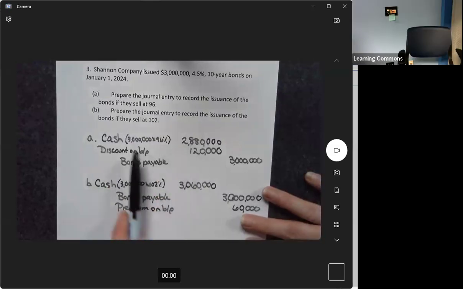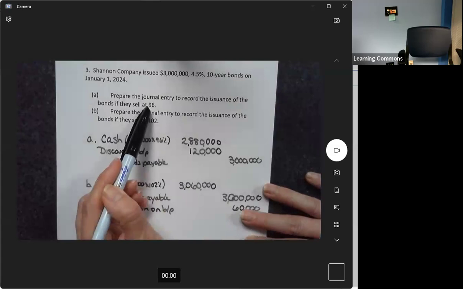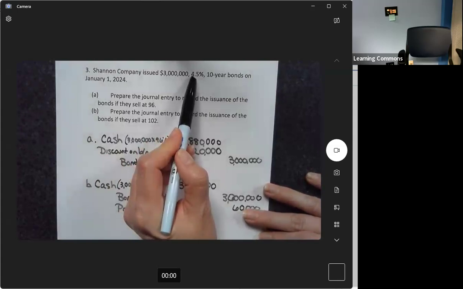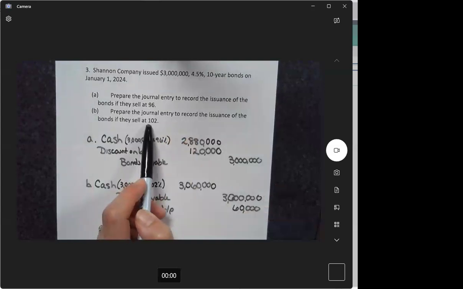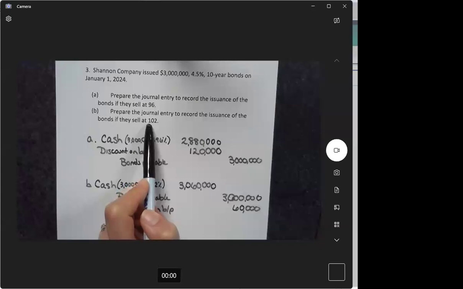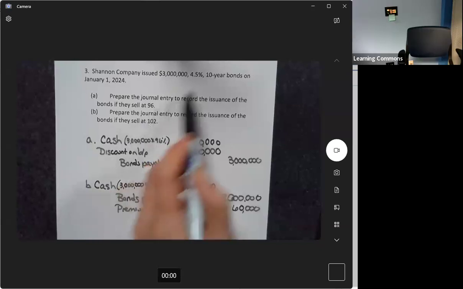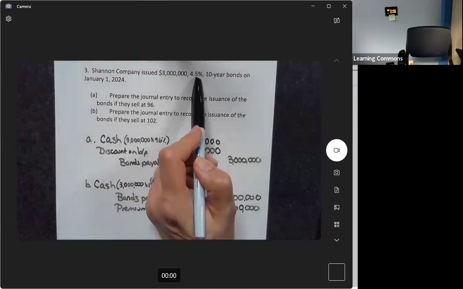But again, thinking concepts, not just problems. Remember, the reason why that bond is going to sell at a discount is because the interest rate on the bonds is lower than the market rate. The opposite will be true anytime our bonds are selling at more than 100. If our bonds are selling for over 100, we call that a premium. Our bonds are going to sell at a premium price because our 4.5% in that case is more than the market rate. So again, we could assume, let's say 4% is the market rate.